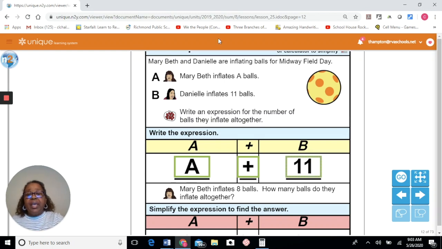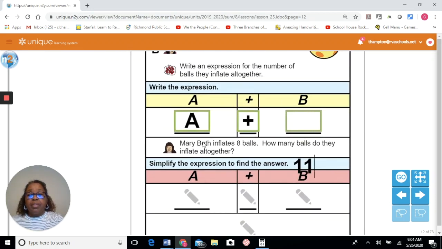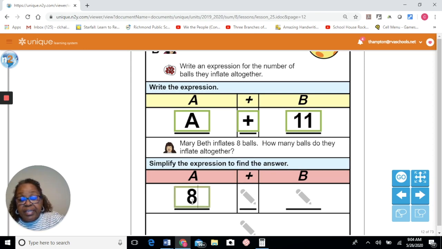That is the expression, but we don't know what A is yet. Let's find out what is A. How many balls did Mary Beth inflate? Let's find out what that is. All right, Mary Beth inflates 8 balls. How many balls do they inflate all together? Well, now we know what A is. Mary Beth is A. She inflates 8 balls. Let's put 8 and use our operation, which is addition. And we knew what B was. B is 11.